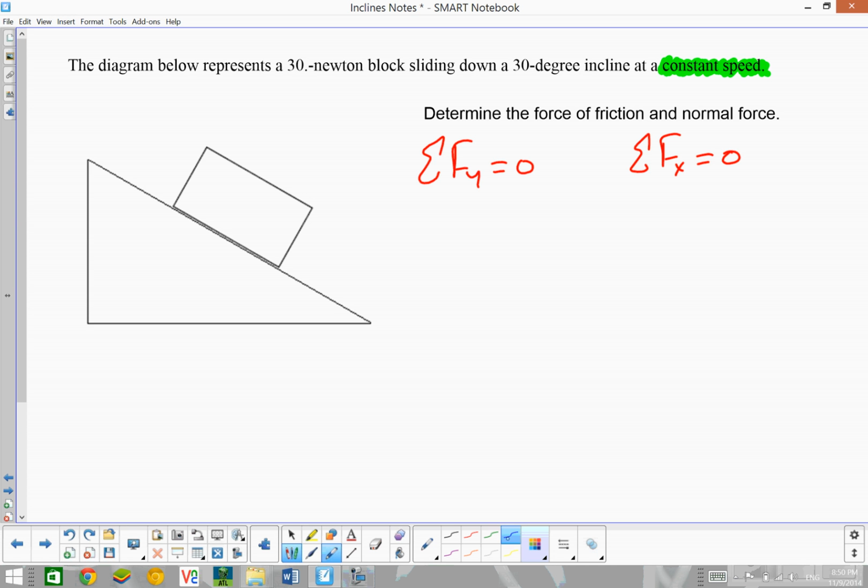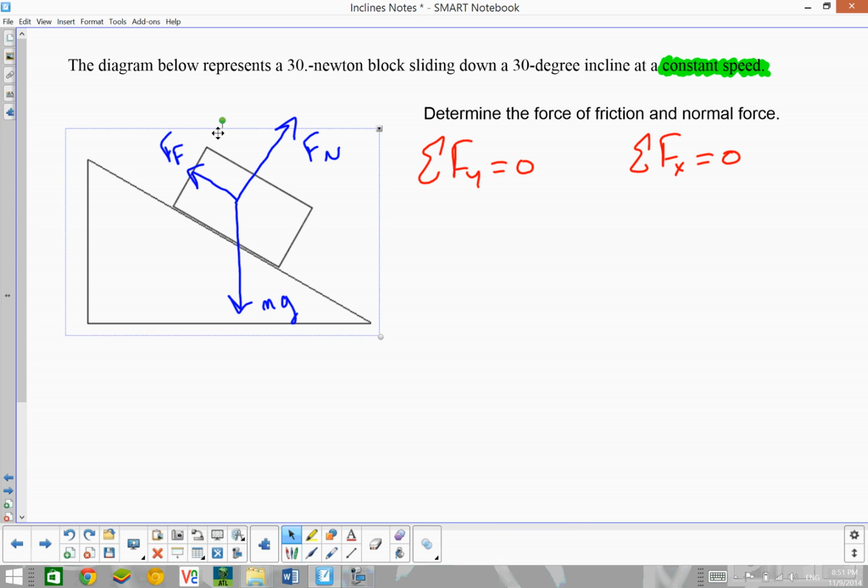My first job to be able to solve this problem, though, is to create my free body diagram. Once again, I'm going to draw all the forces that I know are acting on this object. I know that there's weight down, mg. I know that there's a normal force perpendicular to the plane, Fn. And I know there must be friction, or else there will be nothing there to oppose gravity. And since it's in constant speed, there has to be a friction force. It's also sort of a giveaway since I'm solving for the friction force, that there probably is a friction force.